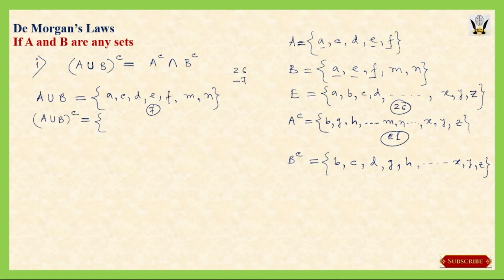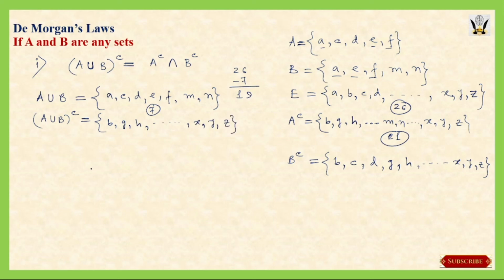26 minus 7, it will have 19 elements, because we are taking the complement here. So what will be those 19 elements? A has, so it will be B. C has, then we have C here, D, E, F, then we will have G, then H, then all other elements other than M, N, and then finally X, Y, Z.